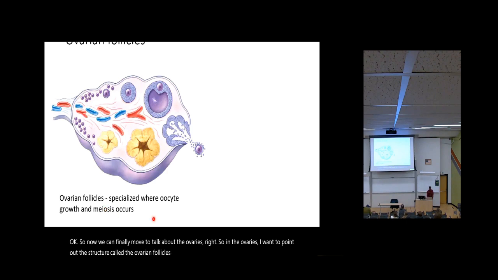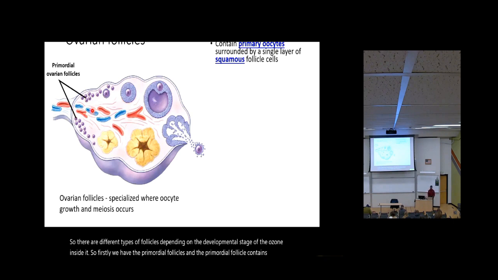So these are specialized structures surrounding the oocyte, where the oocyte can both grow and mature. There are different types of follicles depending on the developmental stage of the oocyte inside it. Firstly, we have the primordial follicles, and the primordial follicle contains the primary oocytes, and it is surrounded by a single layer of squamous follicular cells.